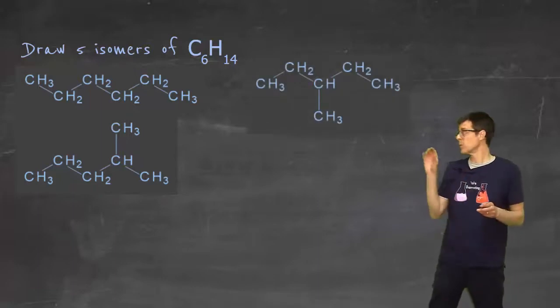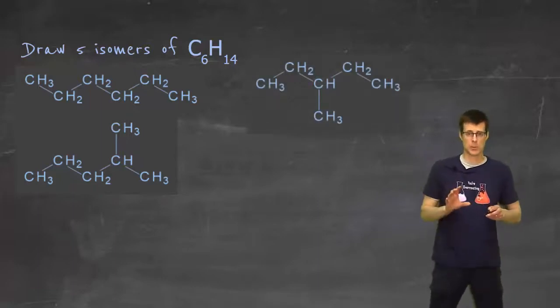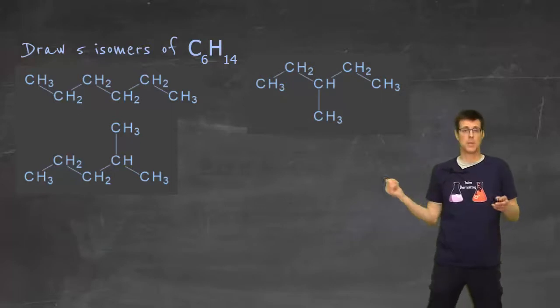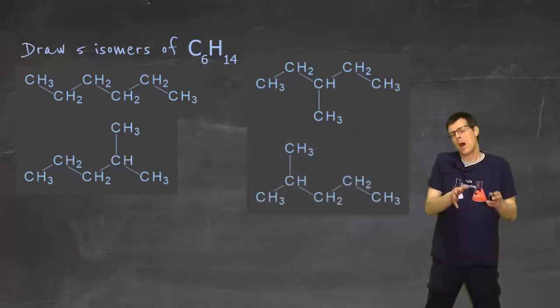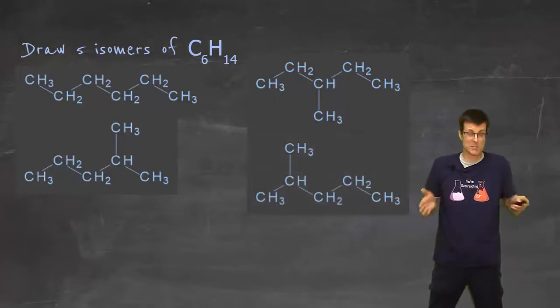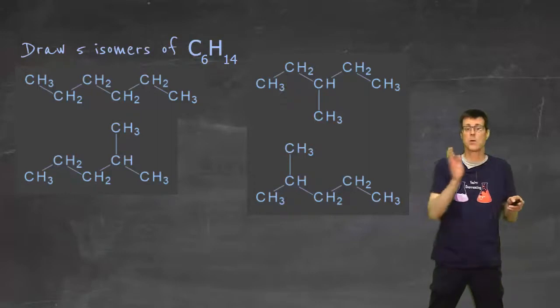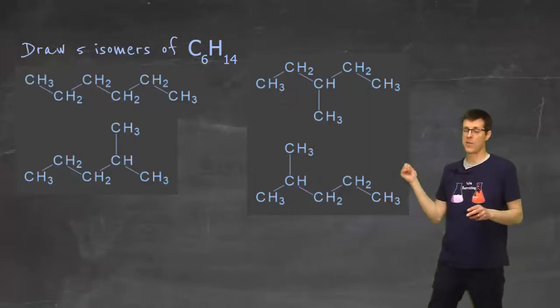So the next thing I'm going to do is take that branch and move it over 1. So now I've got a 3-methyl pentane. Different name, different structure. Not much different, but it's still different. Now, I kind of want to do that again because that's basically the plan. Make the chain shorter, put a branch, move the branch. Repeat.